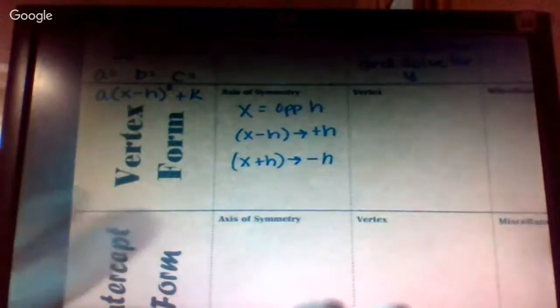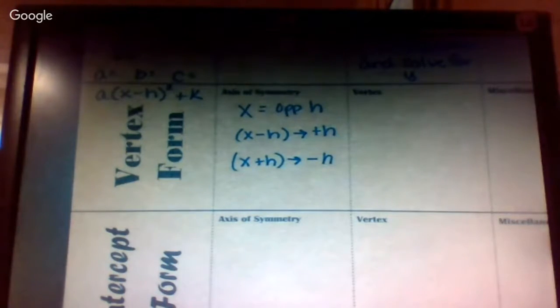Your axis of symmetry then is X equals opposite H. What I mean by that is if I have X minus H, my H value is positive. If I have X plus H, my H value is negative. You always want to do what's opposite inside of the parentheses.